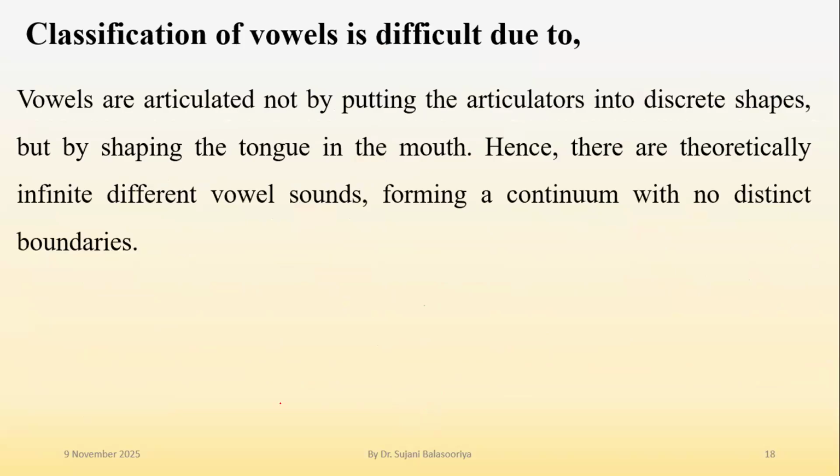And okay, now here you get this idea. Classification of vowels is difficult. Why is that? Yes, vowels are articulated not by putting the articulators into discrete shapes like consonants, but by shaping the tongue in the mouth. Most of the vowels are produced by shaping the tongue in the mouth, by shaping the position of the tongue. Okay, so these differences are very slight.